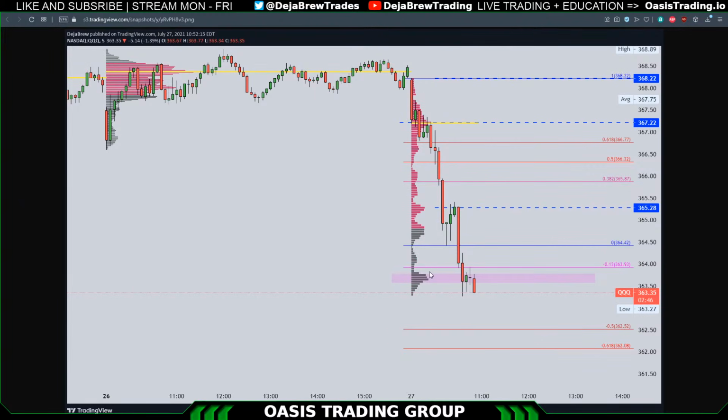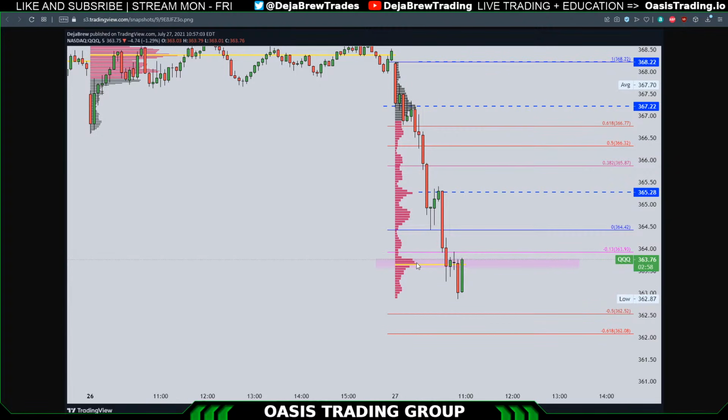So funny enough, you see how I marked out the support node? This was the node that was starting to form before we broke down. This node is actually exactly what created the POC. So that node got filled in with some more volume, and that actually shifted the POC down. Okay? So let me move on here.